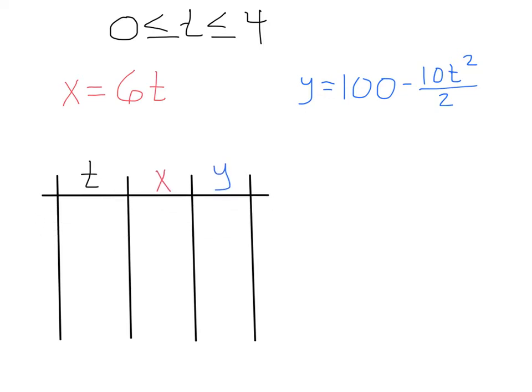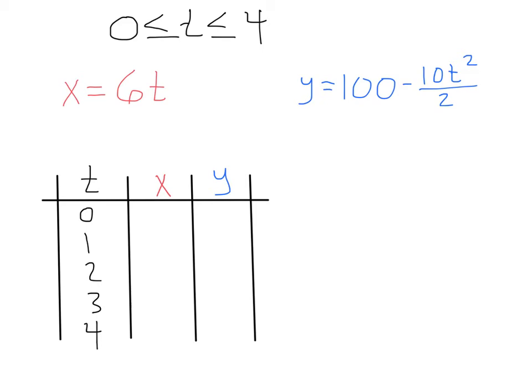So to start, let's go ahead and look at our restrictions on t. Here, we want to focus our t values from 0 to 4. So let's go ahead and do that. We have 0, 1, 2, 3, and 4. Now, to find our x values, we just need to plug in our t values to this equation here. If we plug 0 in, we'll have x equals 6 times 0, which is going to be 0. If we plug 1 in, we'll get x equals 6 times 1, or 6, etc., etc.